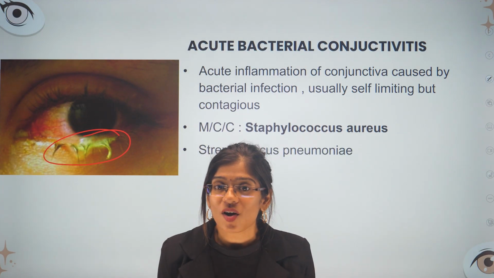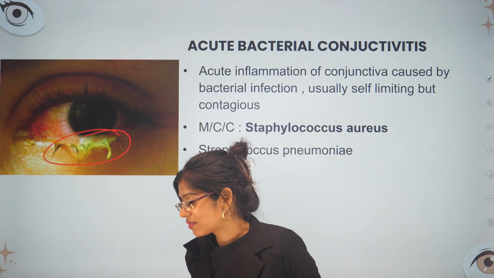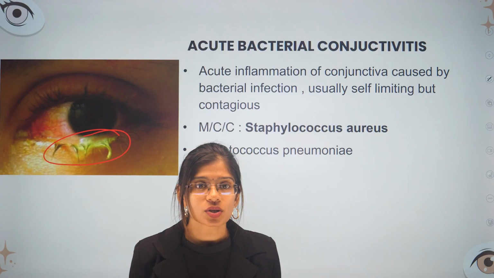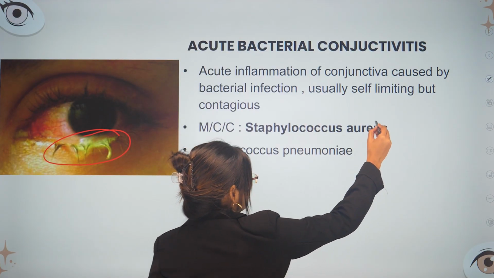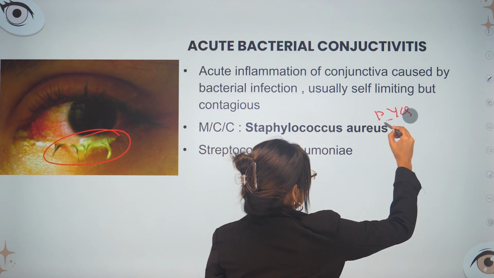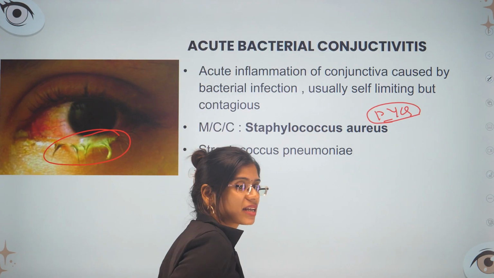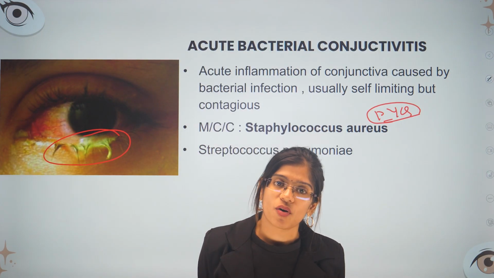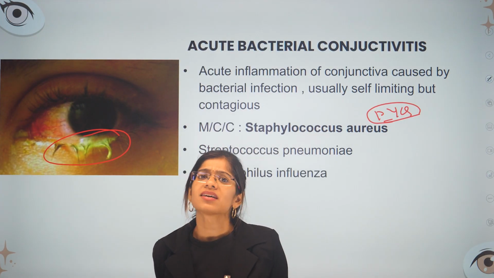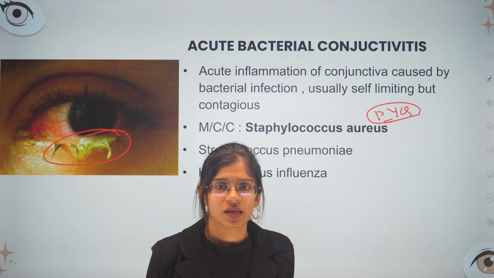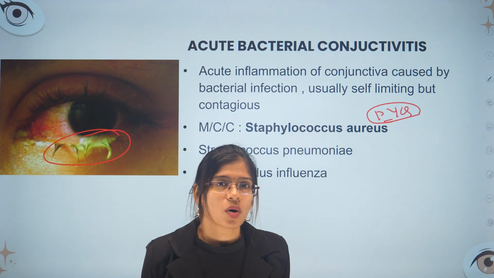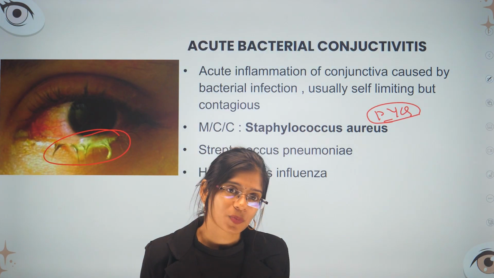Now, the most common cause of acute bacterial conjunctivitis is Staphylococcus aureus. It is a simple question. This is a PYQ also. Most common cause of bacterial conjunctivitis is Staph aureus. Then other causes are there like strep, Haemophilus influenzae. So that's all about bacterial conjunctivitis.